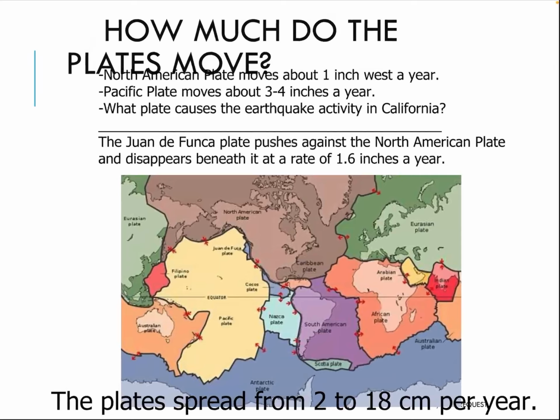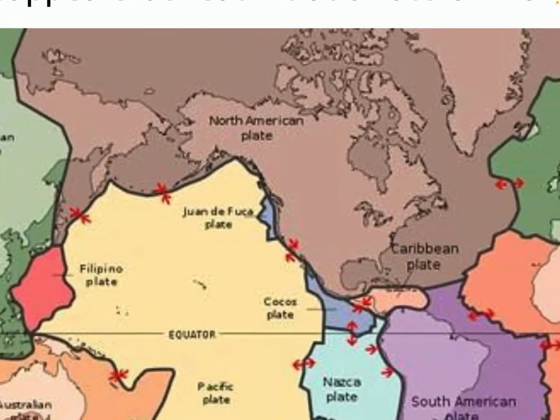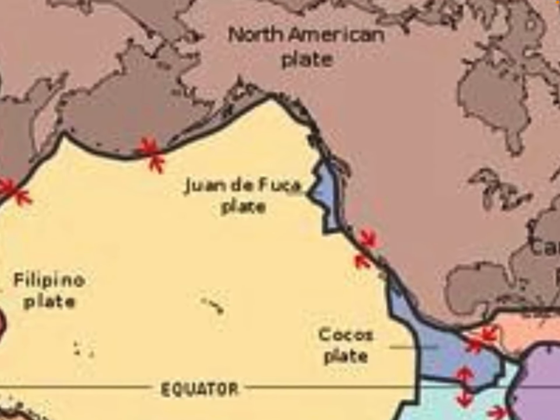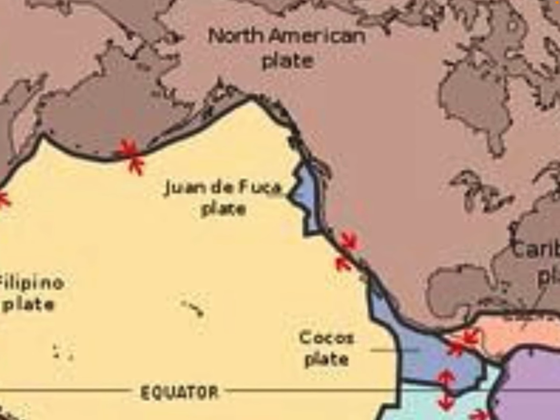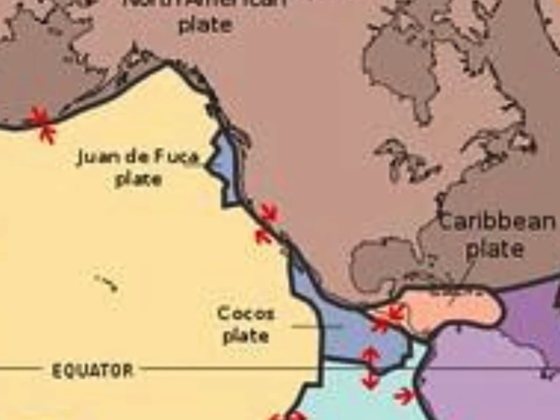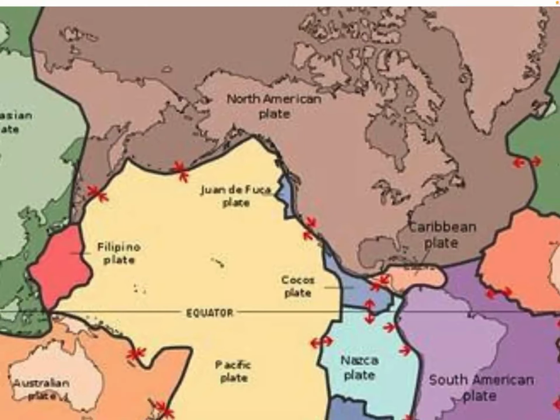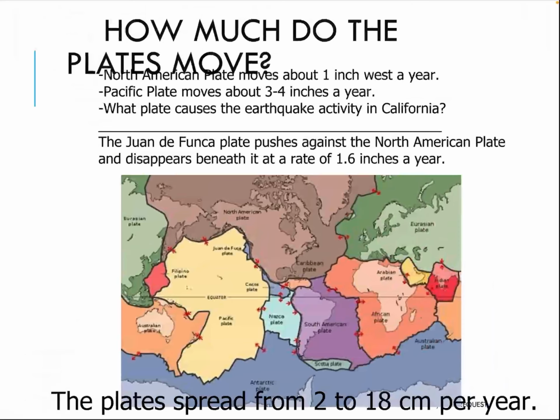My question is, what plate causes the earthquake activity in California? So if we look at California here, there's two things happening. There's the Juan de Fuca plate, which pushes against Washington and Oregon and Northern California. And then there's these two arrows that are side by side, showing that the plates don't push against each other head on, but they rub past each other. And that rubbing there is what causes those earthquakes that California has.